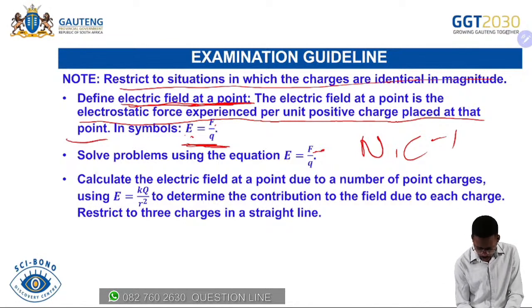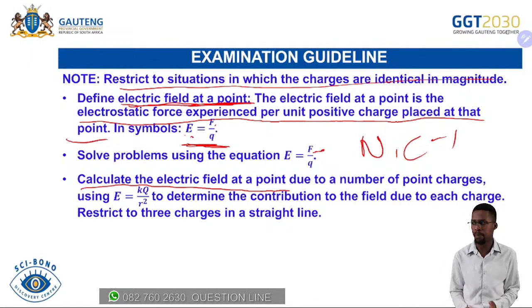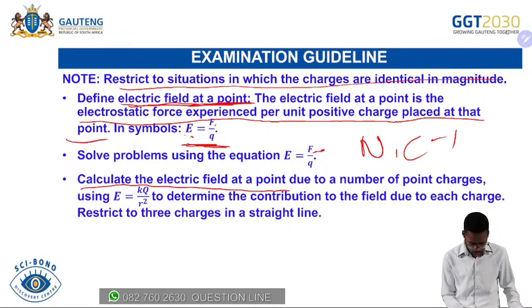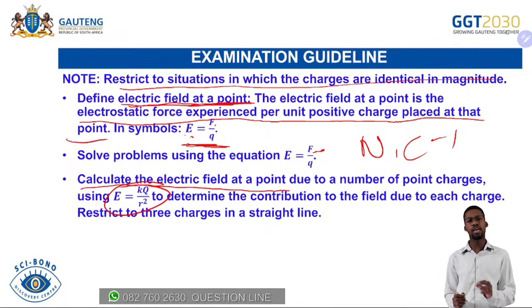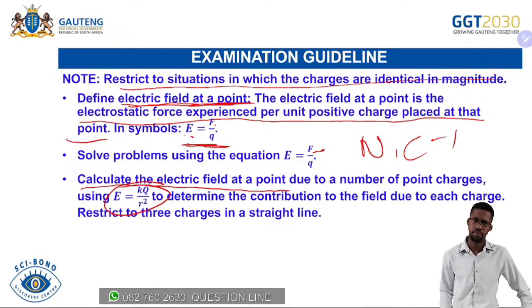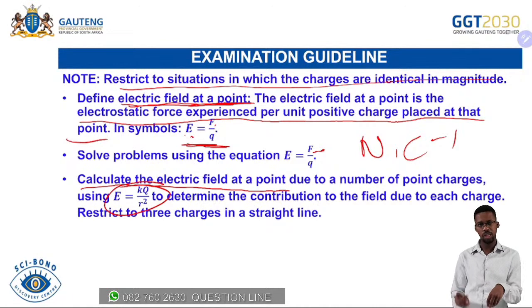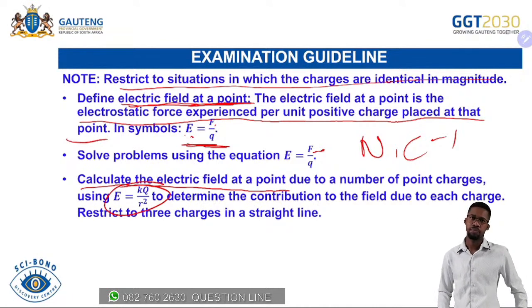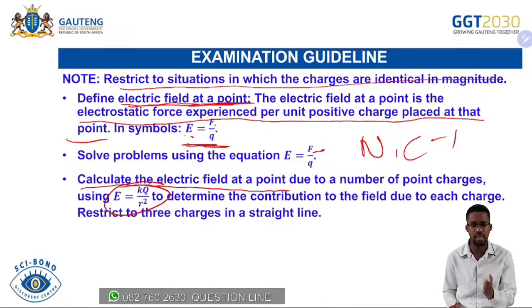Then it says, calculate electric field at a point. The exam guideline is telling us that you will be required to calculate electric field at a point using this famous equation: E equals kQ divided by distance squared. And the distance is between the positive test charge and the charge. So it is very important to familiarize yourself with the exam guideline, because it provides an indication of what you will be assessed on in this content.